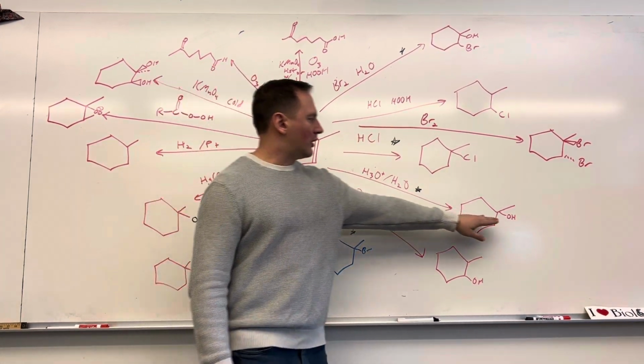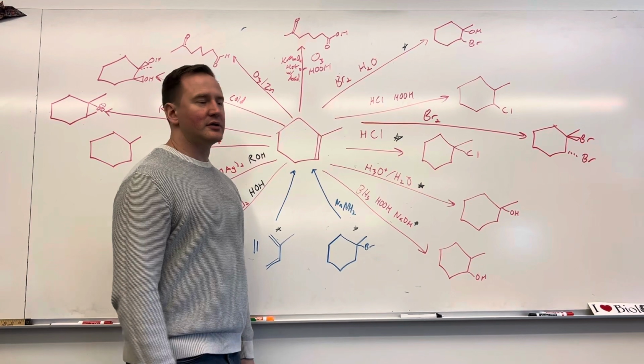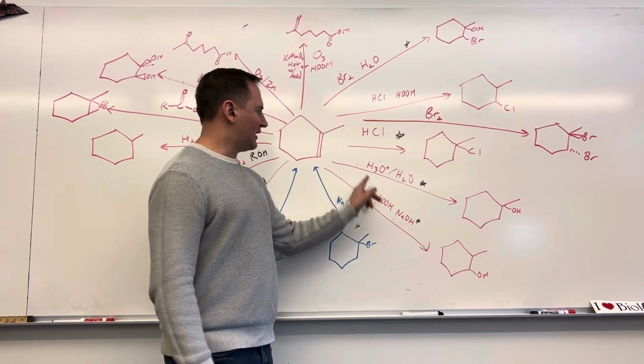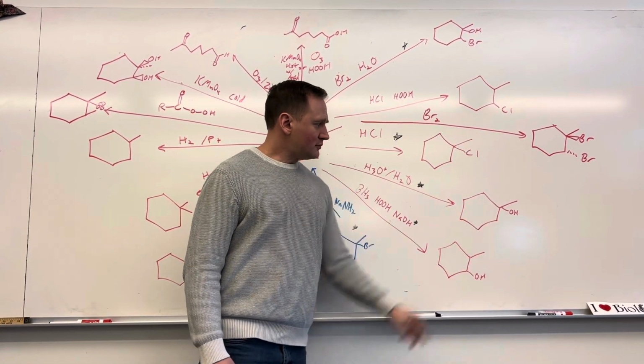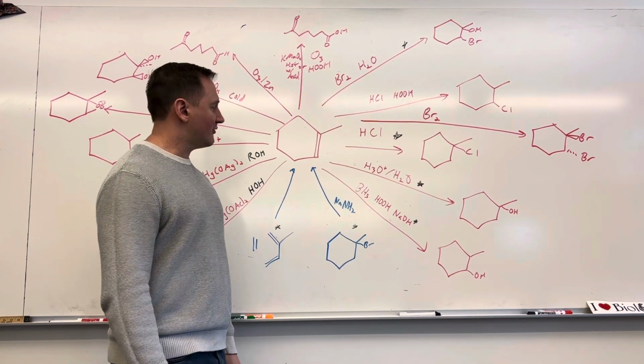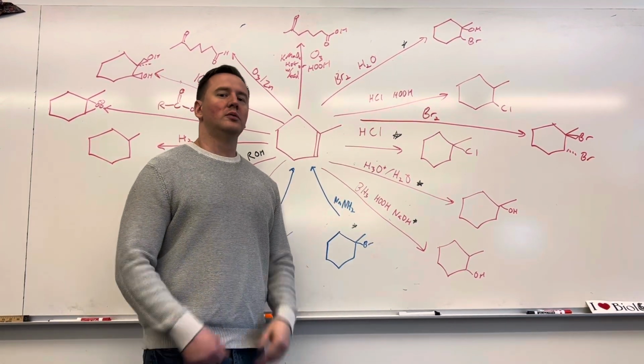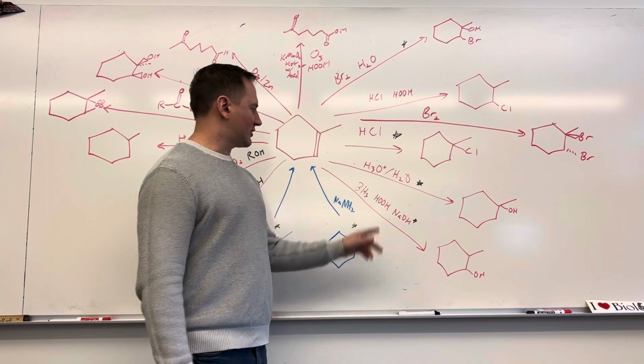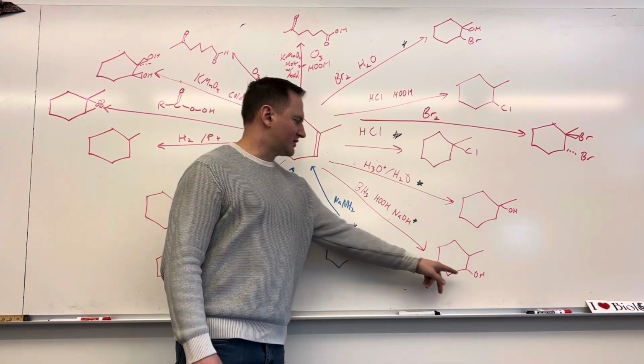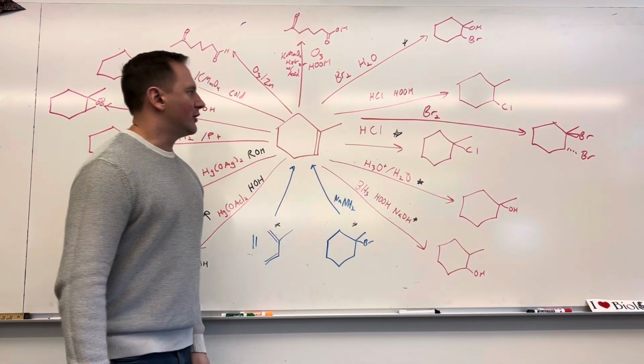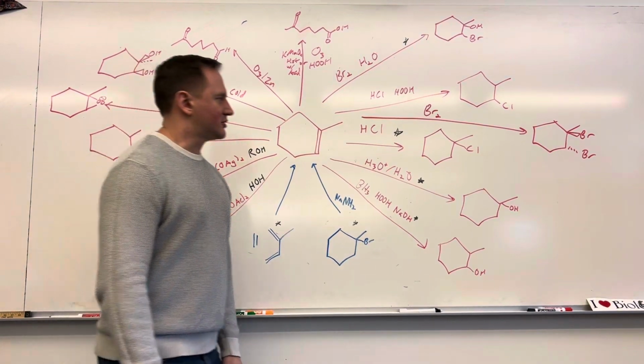If we want to add an alcohol substituent to the more substituted carbon, we would do acid catalyzed hydration, and that would add the OH in a Markovnikov fashion. If we wanted to do it in an anti-Markovnikov fashion, we do hydroboration oxidation, and that would put it over here. Another reaction we learned about was just halogenation.